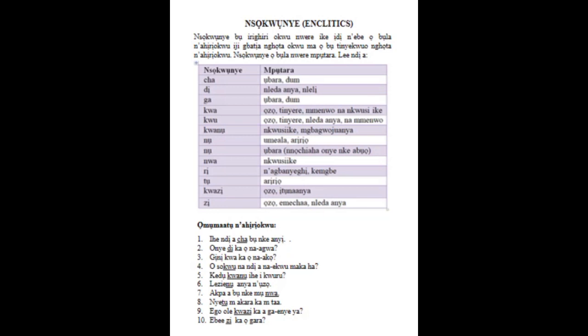It is used to indicate plural. Di is used to look down. It's derogatory when you use it. Ga, obara, it also means plural. Kwa, ozo, tinyere, again, repetition of something. Who, it is also used to show derogatory statement or when you look down on somebody or something. Kwano is used for emphasis or surprise, confusion.